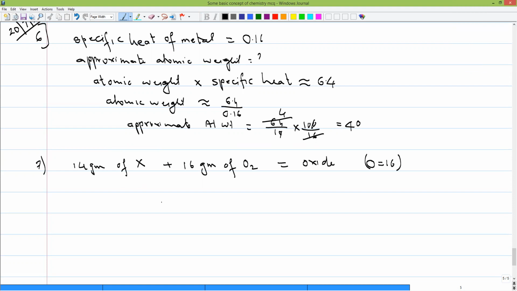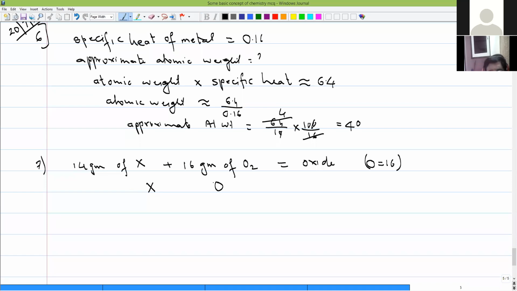So 14 gram of X and oxygen. Oxygen weight 14 hai. So pehla wala A lenge. Wo kya bolta hai? Element would have atomic weight 7. And oxide formula would be XO. Atomic weight 7 hai. Aur ye atomic weight diya hai. To formula ye hoga. Lekin humko kya diya?